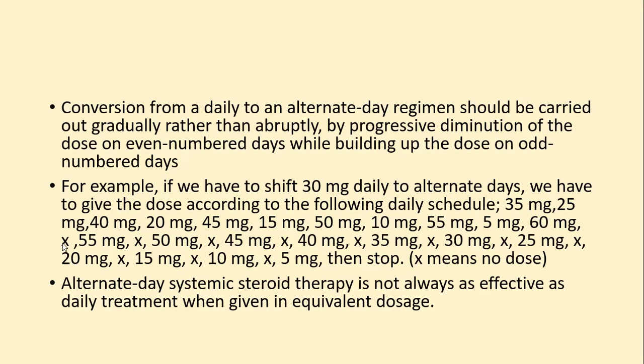Then we would start reducing this alternate day dose to 50 mg, and next day no dose, then 50 mg, 55 mg, then 50 mg, then 45 mg. So we are going to reduce the steroids on alternate dose days, or we can stop reducing at a particular dose. For example, 20 mg, we can give it for a prolonged period of time. And in this way, we can shift daily dose to alternate day dose.